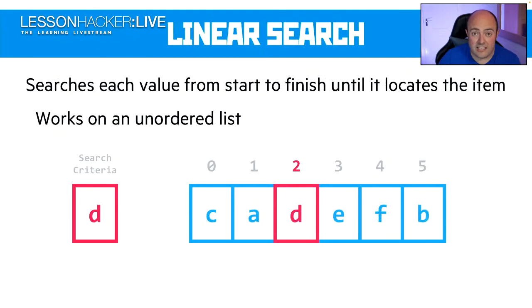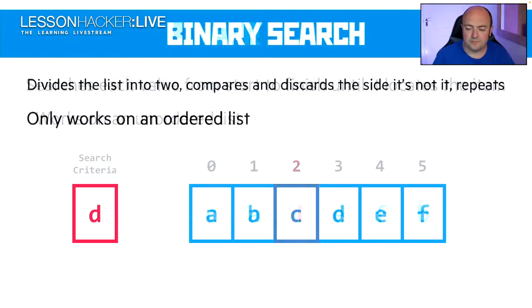Now, linear search is great, but if this list was 40,000 items long and the D was in item 39,998, we would have to go all the way through it until we found that. And that is really, really slow and boring and is going to take you the rest of your life. So there's a better way. If you can get the data in order, we can do binary search.